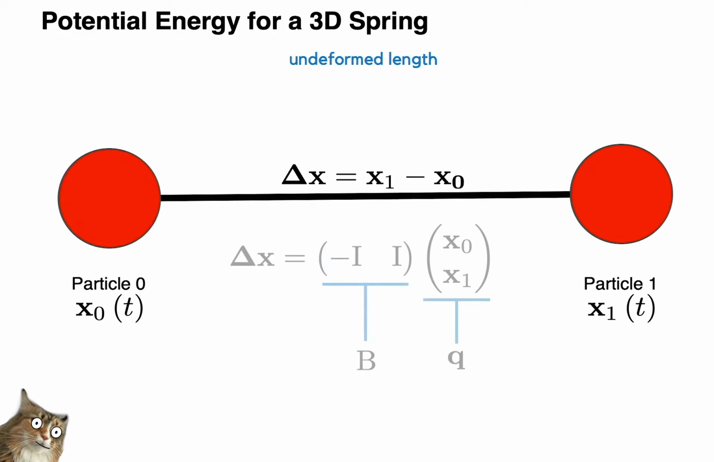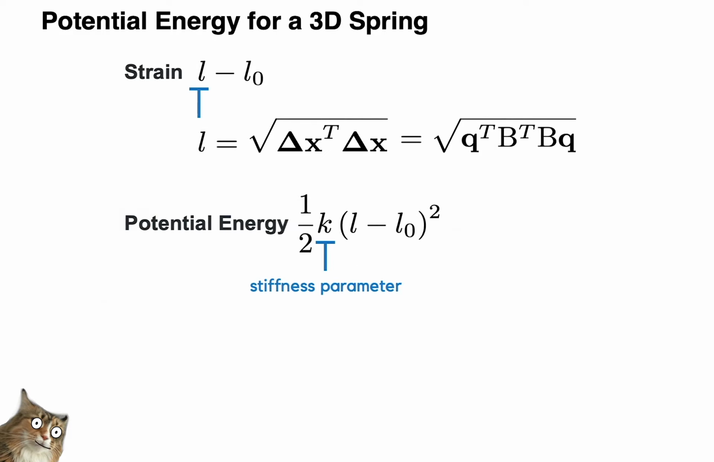In order to define the length, we can look at the vector that points from particle 0 towards particle 1. We're going to call this vector delta x. We can define this vector in terms of our generalized coordinate q by introducing the matrix B, which we make by concatenating 3x3 identity matrices, denoted by I. Now we can use this formula to get a simple compact formula for the length in terms of q. And that looks like this.